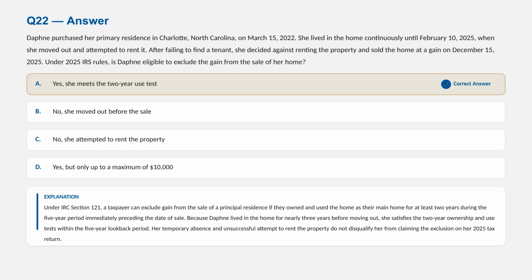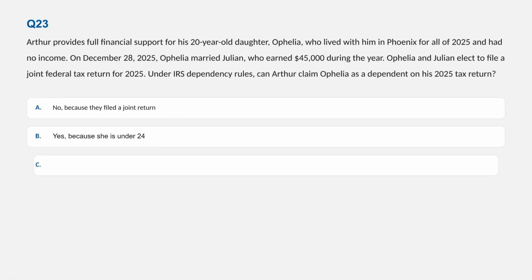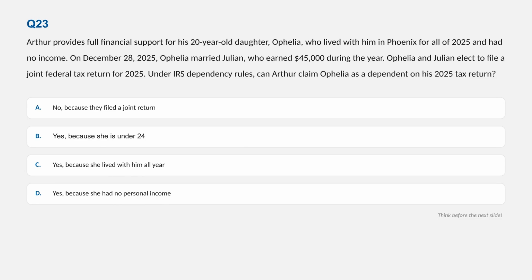Her temporary absence and unsuccessful attempt to rent the property do not disqualify her from claiming the exclusion on her 2025 tax return. Great, now let's move to our next question. Alright, let's move to question 23. Arthur provides full financial support for his 20-year-old daughter, Ophelia, who lived with him in Phoenix for all of 2025 and had no income. On December 28th, 2025, Ophelia married Julian, who earned $45,000 during the year.